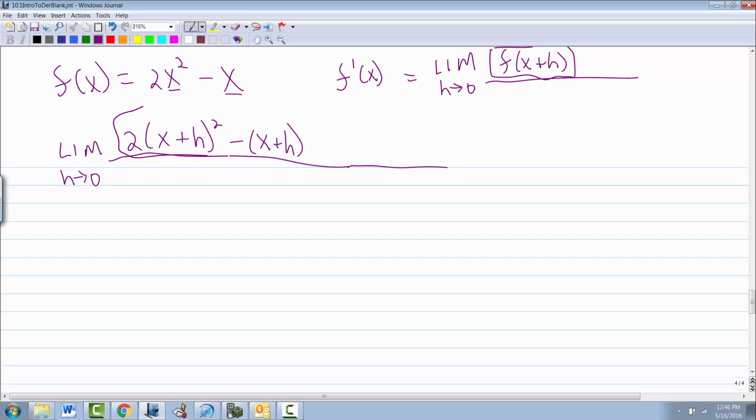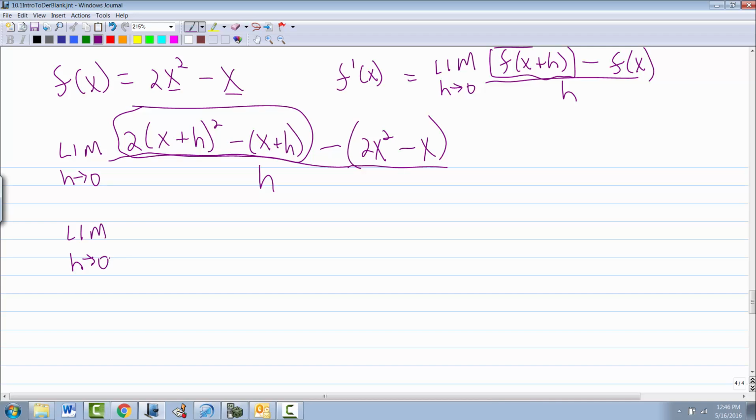And that is this. Wherever there's an x, what do? Put an x plus h in its place. Minus, what's next, everybody? F of x. So what does that become? Minus squared minus x all over h. Now, this requires foiling. Just requires a little elbow grease, that's all.